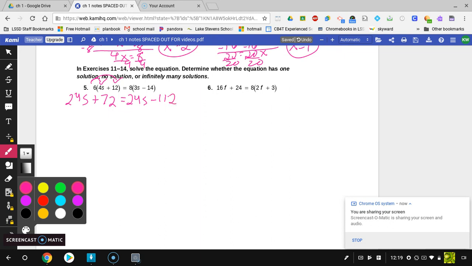All right, I've got variables on both sides, so that's the next thing I want to do. So I'm going to subtract my 24s over. When I do that, it actually cancels out here and here, though. And I'm just left with 72 equals negative 112. So if all of your variables cancel out, and you're left with something like this, 72 equals negative 112, this is a false statement. 72 is never equal to negative 112.